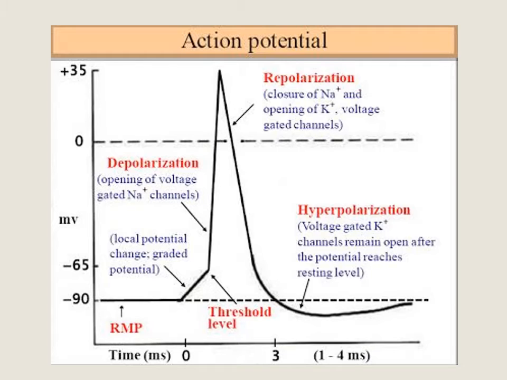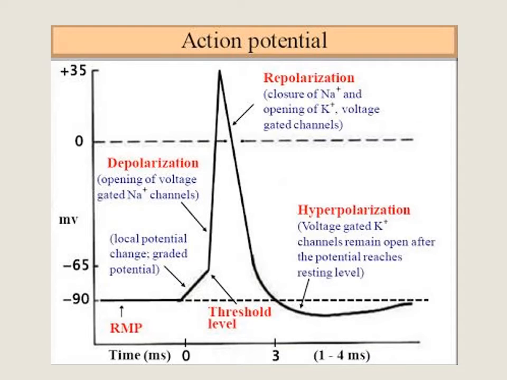In the depolarization process, the opening of voltage gated Na plus channels lets sodium ions raise the potential to the peak potential of plus 35. Up to this level, it is called depolarization. Then quickly the potential drops and overshoots to minus 90. That process is called repolarization, the closure of sodium channels and opening of the voltage gated potassium channels.